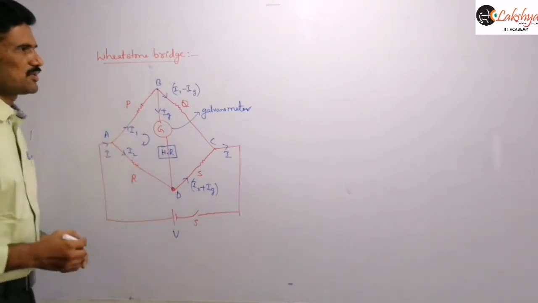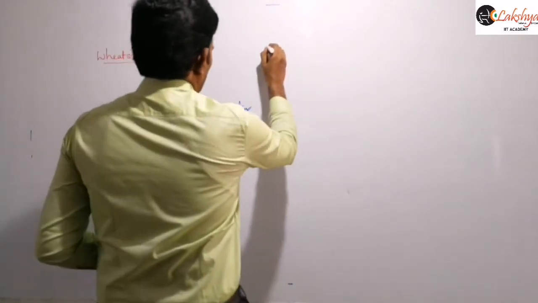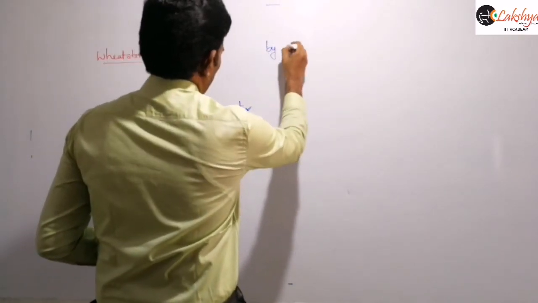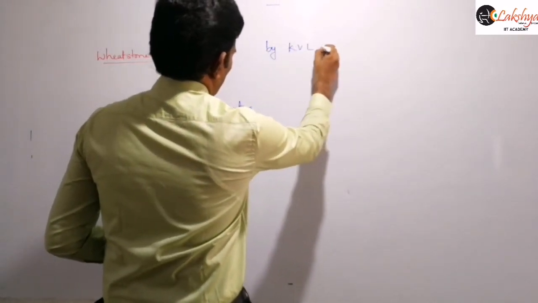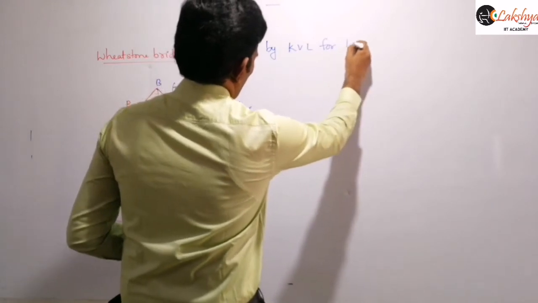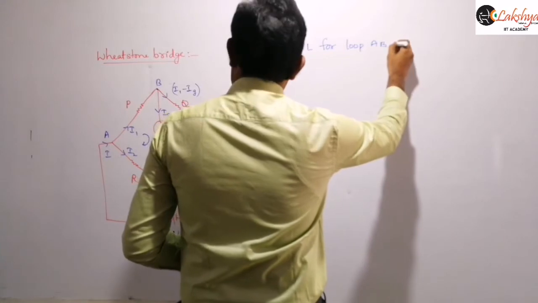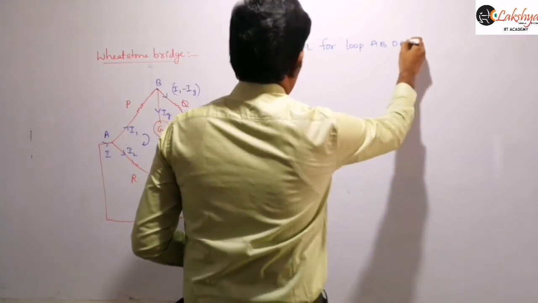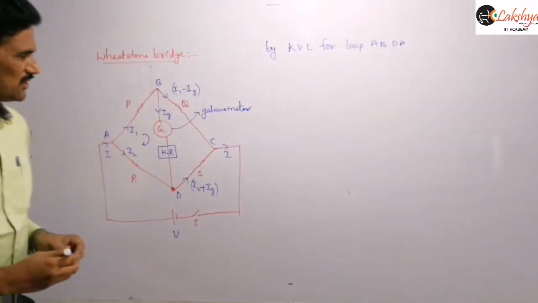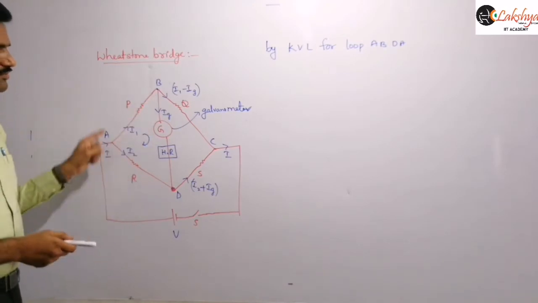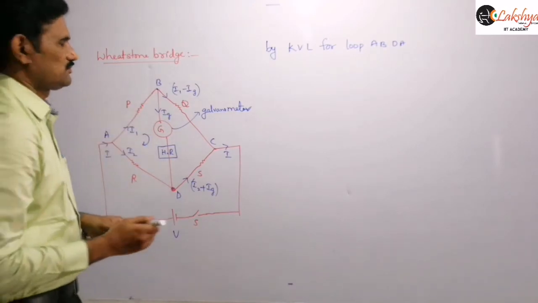So in this loop I am applying here in this direction. So by KVL for loop ABDA, right? For this loop I am applying the Kirchhoff law here. So let us write the equations now.